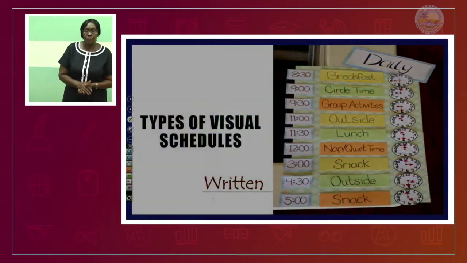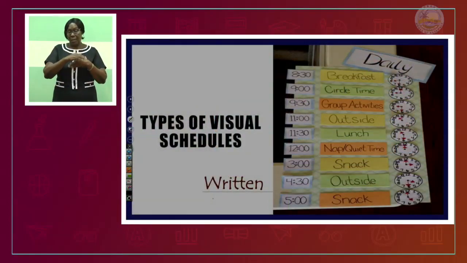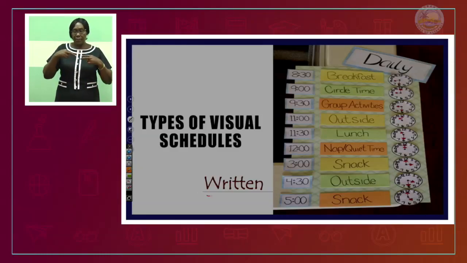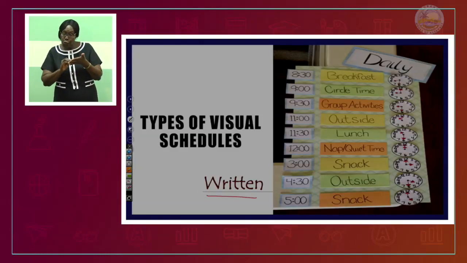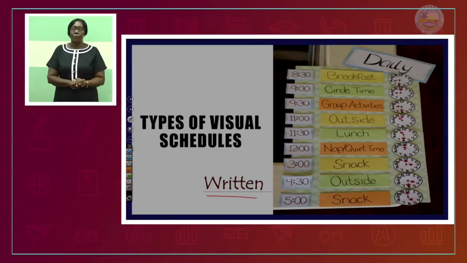Now, there are many types of visual schedules, but for today, we are just going to look at maybe 4 simple ones that you parents can do at home. So at first, we have a written schedule. And when we say written, we have some elements of visual because we have the time. So we have a clock here. And we also have the digital time.